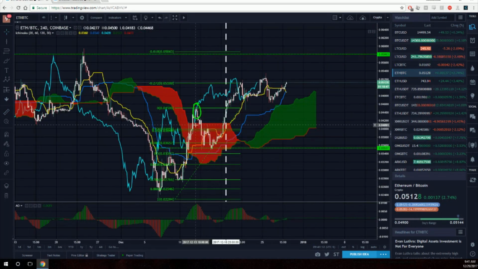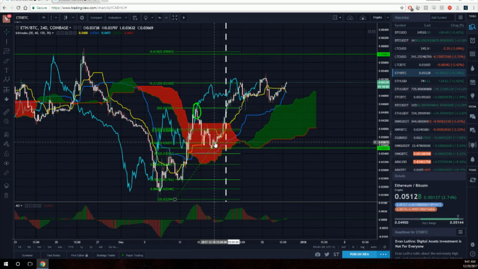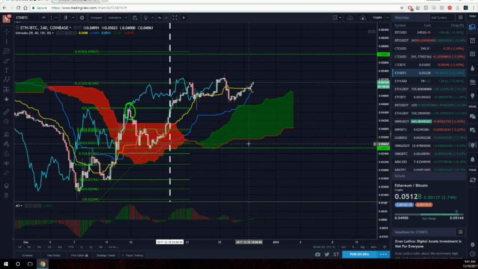So that's an example of the fake break and why that happened, because we didn't have a bullish twist on this first candle. It came much later. So the difference in twists is something to pay attention to so that you don't get stuck in the fake breaks.